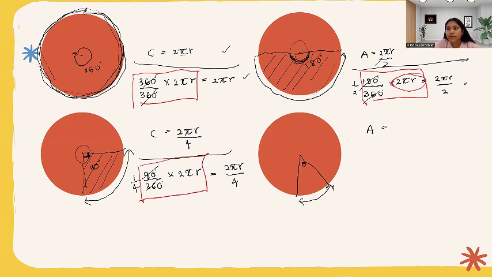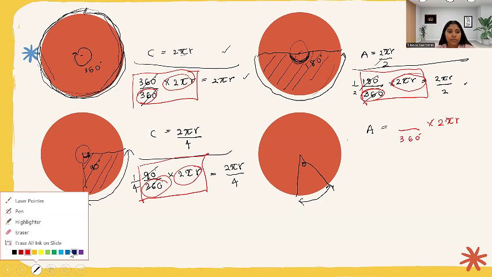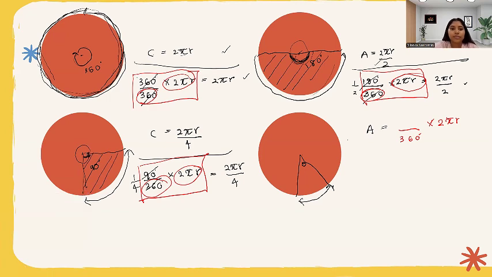So the 2πr and 360 are common to everyone. So I am writing them again. 360 is common and also 2πr is also common. The changing one is the angle above 360. This angle is changing. So what are these changing angles?